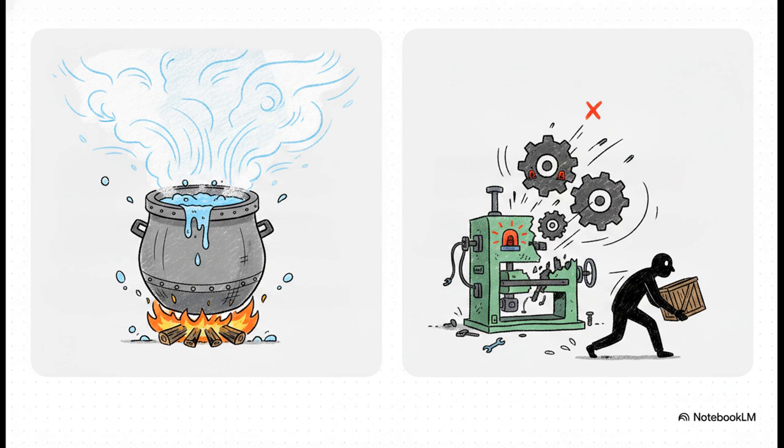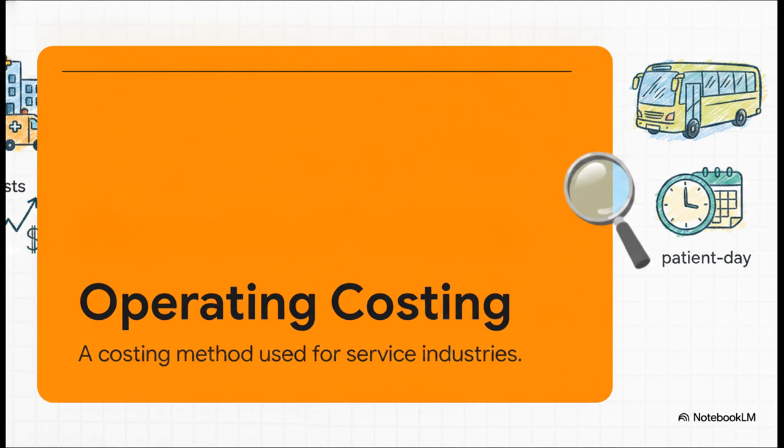Separating these two types tells management exactly what is just the cost of doing business versus what is a full-blown emergency they need to fix right now. And let's not leave out the service industry. The source points us to operating costing, which is a method designed specifically for them. If you're running a hospital or a transport company, you aren't pumping out a physical widget. Instead, you accumulate costs based on the service provided, like tracking the cost of a patient day in a hospital.